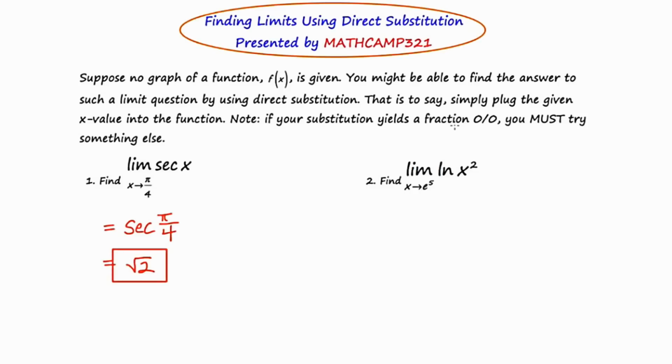In our second question, we're asked to find the limit of the natural log of x squared as x approaches e to the fifth. So what I'm going to do here is just write the natural log, and I'm going to put a blank squared, and in for the blank I'm going to put in what x was going towards, e to the fifth. Using rules of exponents, I know that raising a power to a power means I'm going to multiply, so this becomes ln of e to the 10th.